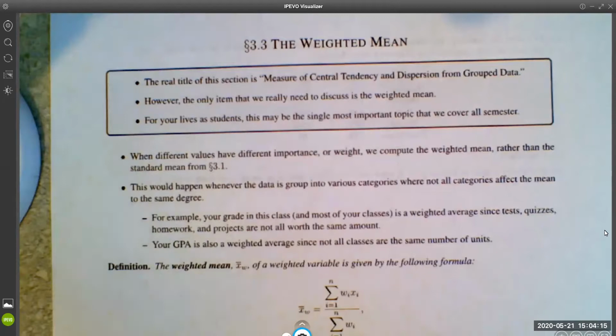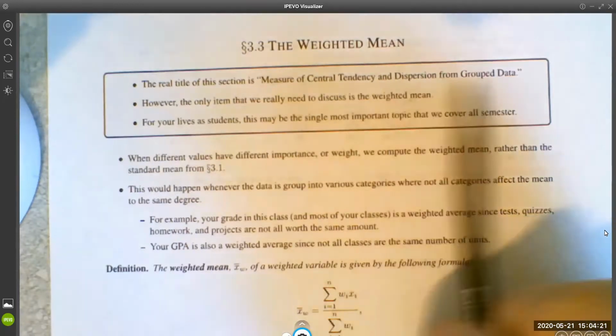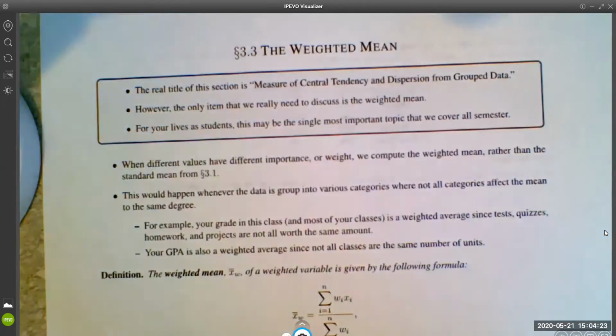Okay, 3.3 is about the weighted mean. Actually, the real title of the section is Measures of Central Tendency and Dispersion from Grouped Data. But I'll be honest with you, I'm not going to test or quiz you on the material from this section.